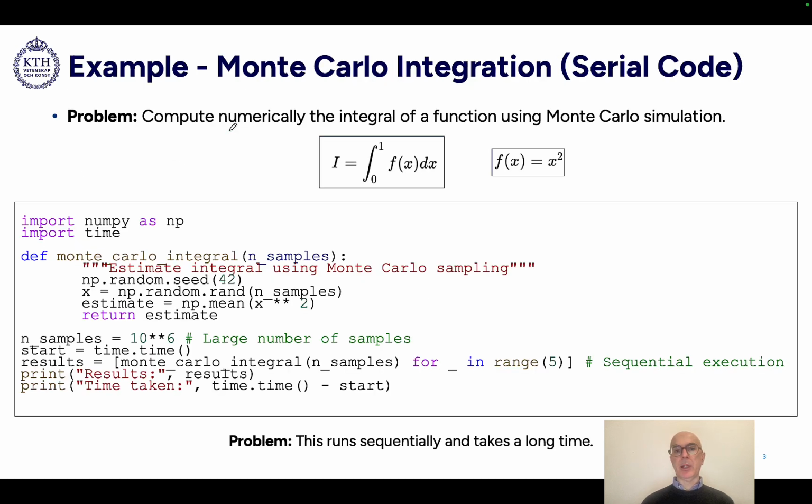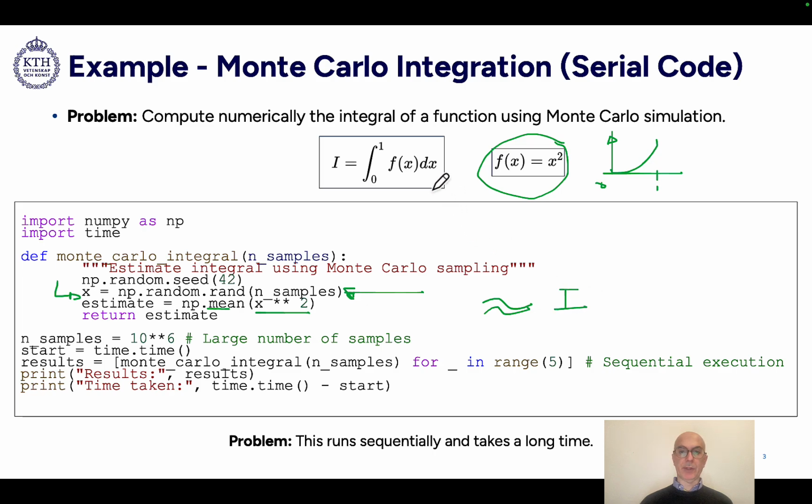The example that I want to discuss in this brief lecture is the calculation of this integral from 0 to 1 of f(x) dx. This is a simple function. So how do we do it with the Monte Carlo technique? Well, we basically take a large number of samples between 0 and 1, and these samples go in variable x. Then we take the square of the samples, and then we take the mean. This will be an approximation of our integral I that is defined here.